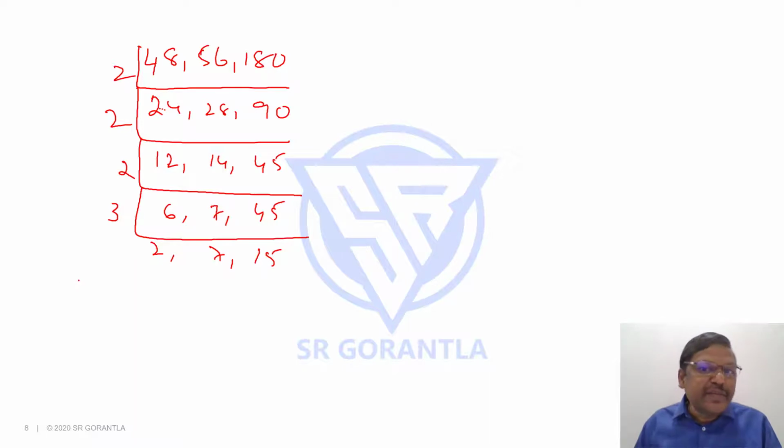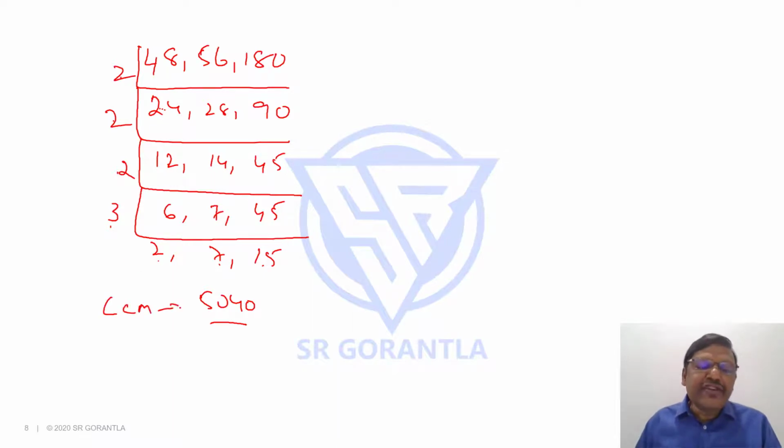So now what is the LCM? You have to multiply all of them, please. 2 into 4, 8, 24, 48. 48 into 5 is 240, 240 into 3 is 720. 720 into 7 is 5040. This is your LCM.